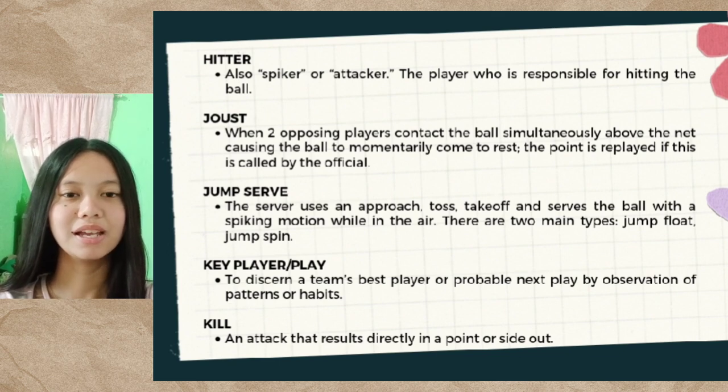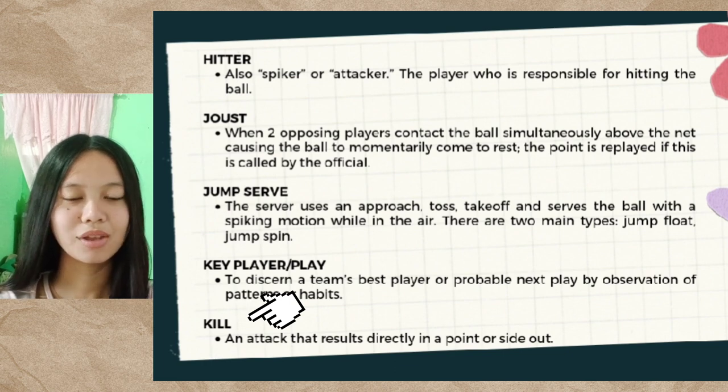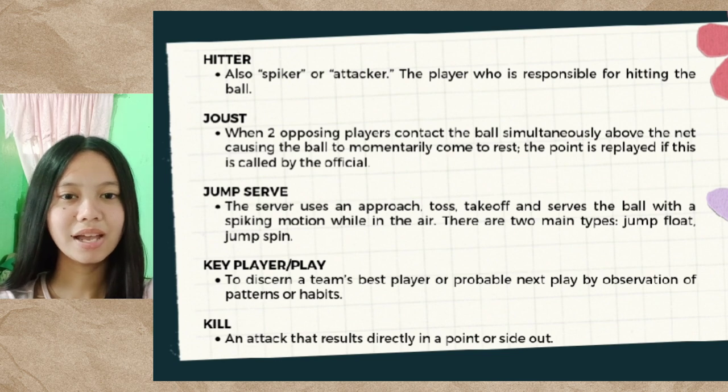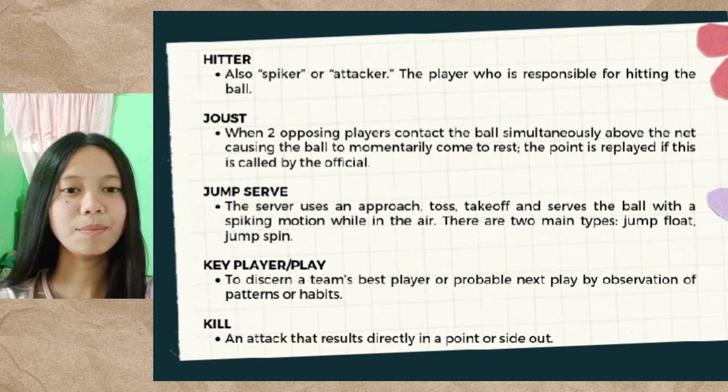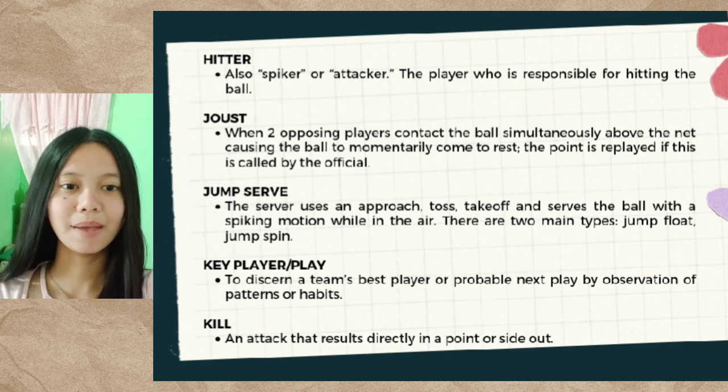Next is kill, an attack that results directly in a point or side out. So, a kill is recorded anytime an opponent cannot return an attack, which is directly related to the opponent not getting the ball back over the net. So, a kill can also be defined as an attempted attack that results in a point for the attacking team.